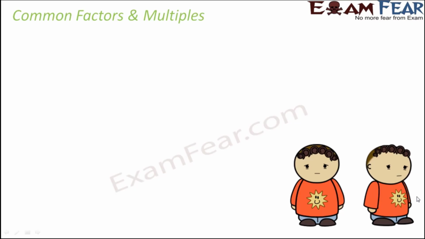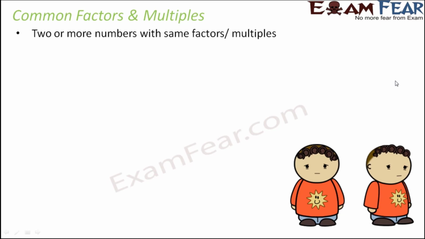Now that we have learned so much about factors, multiples and divisibility, we will talk about something very interesting, that is common factors and multiples. Now you might be thinking, what does that mean, common factors and multiples? So these are basically those numbers with same factors or same multiples. So do you think that two numbers can have the same multiple? Yes, of course they can have.